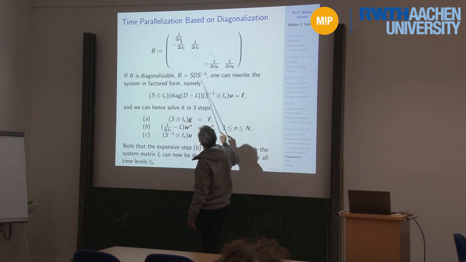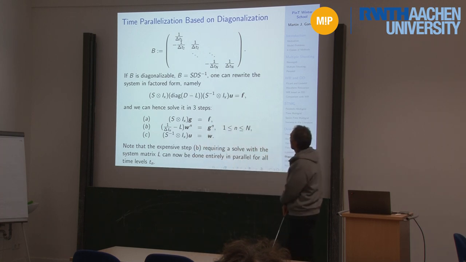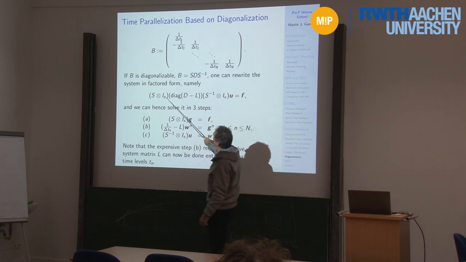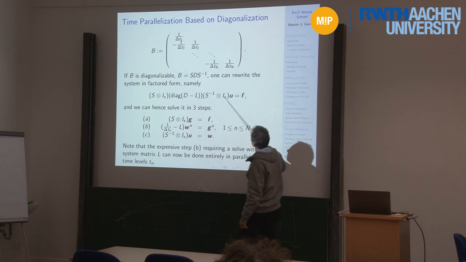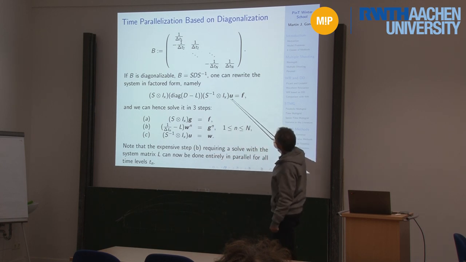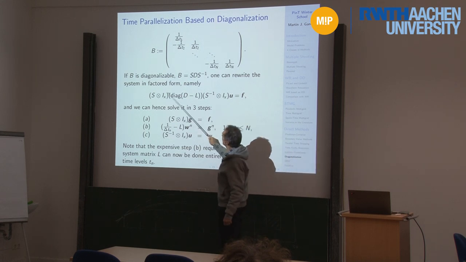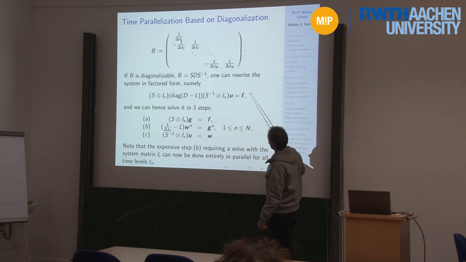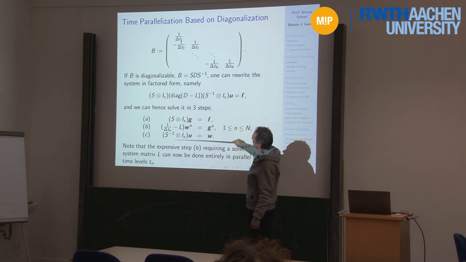And so suppose you can diagonalize this matrix, then you can diagonalize the Kronecker structure of the space-time problem. So it's written here in the diagonalized structure. And you see, by miracle, there are three problems here. There is this operator here that acts on something, equaling F. Then there is this operator that acts on something, equaling right-hand side. And there is the last one. So this can be solved in three steps.